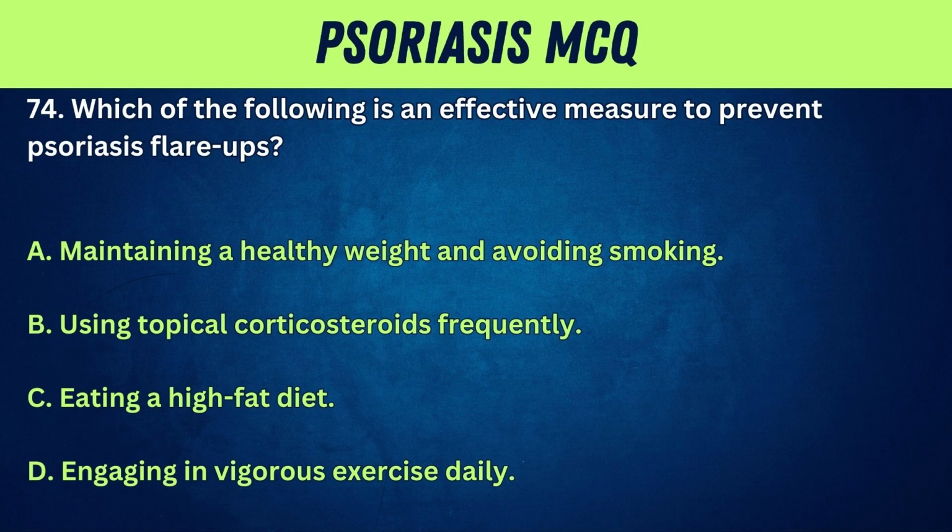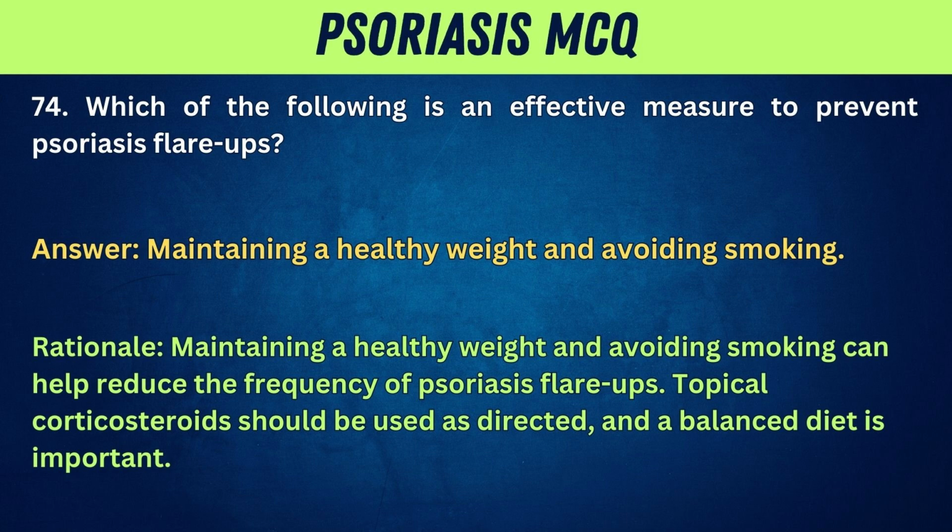74. Which of the following is an effective measure to prevent psoriasis flare-ups? A. Maintaining a healthy weight and avoiding smoking. B. Using topical corticosteroids frequently. C. Eating a high-fat diet. D. Engaging in vigorous exercise daily. Answer: maintaining a healthy weight and avoiding smoking. Rationale: maintaining a healthy weight and avoiding smoking can help reduce the frequency of psoriasis flare-ups. Topical corticosteroids should be used as directed, and a balanced diet is important.